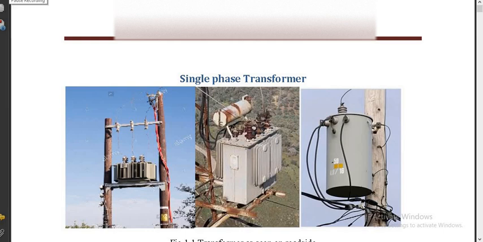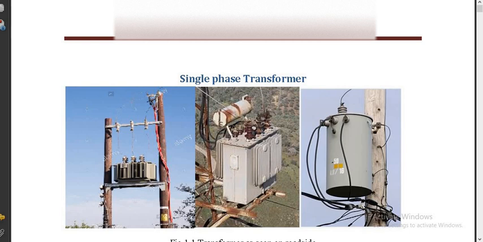Hello viewers, let me start with the second lecture of single phase transformer today. But let me again have a quick flashback on whatever has happened in the first lecture. In the first lecture, I just talked about the brief introduction of single phase transformer.